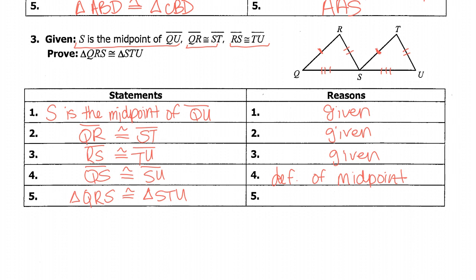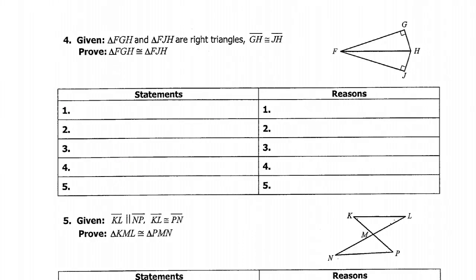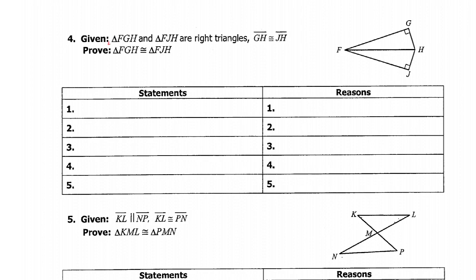So lastly, I know that these two triangles are congruent by side, side, side. All 3 sides are the same for both of them. For number 4, we have 2 statements that are given. We have right triangles, and then it tells us which 2 sides are the same.